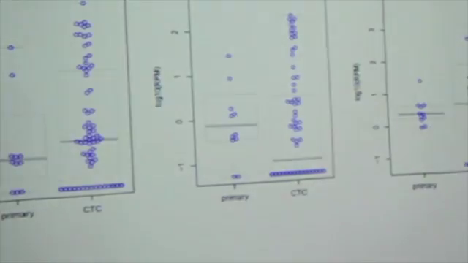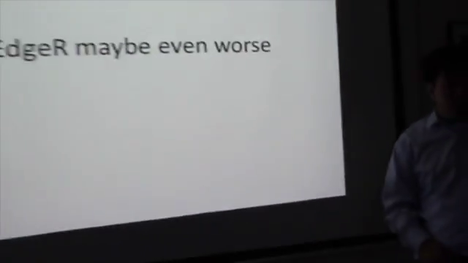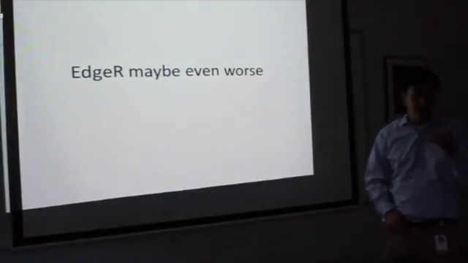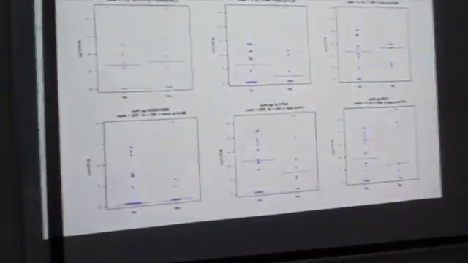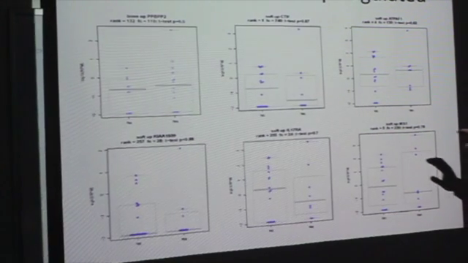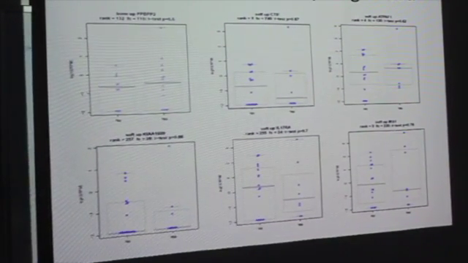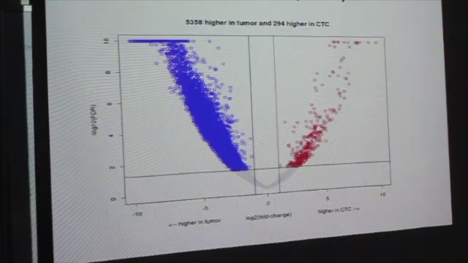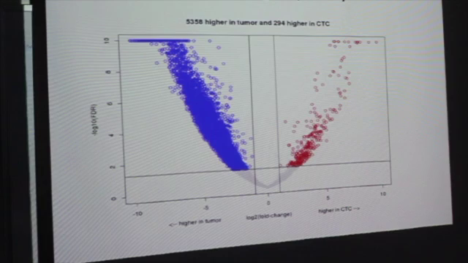And these are all these individual genes we looked at, but basically there's no difference. And EdgeR is another differential expression package on the same type of data. It's even worse. There's no difference, but EdgeR was calling these significantly different. Okay, so this is just a volcano plot t-test, and this one does a slightly better job.